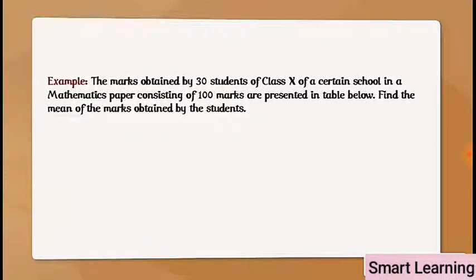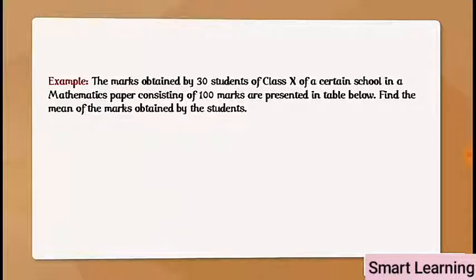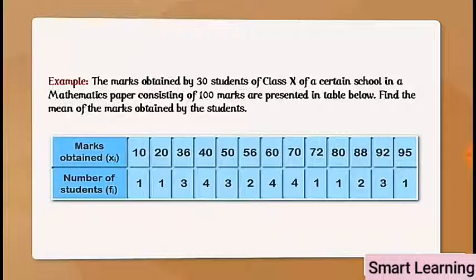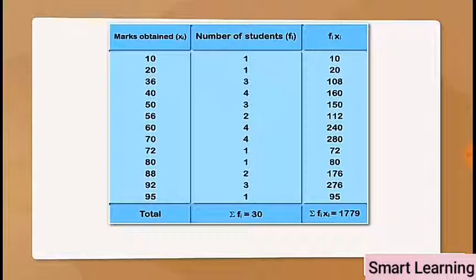Let us apply this formula to find the mean in this example. Example: the marks obtained by 30 students of class 10 of a certain school in a mathematics paper consisting of 100 marks are presented in a table below. Find the mean of the marks obtained by the students. To find the mean marks, we require the product of each xi with the corresponding frequency fi. So, let us put the values in a column like this. Now, x bar is equal to sigma fi xi upon sigma fi is equal to 1779 upon 30 is equal to 59.3.